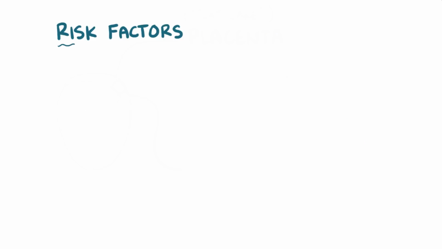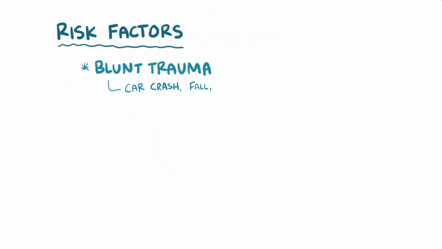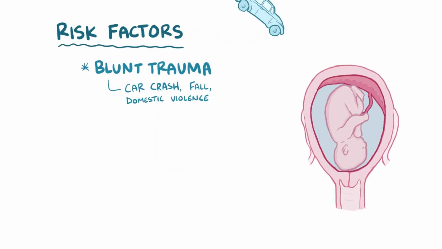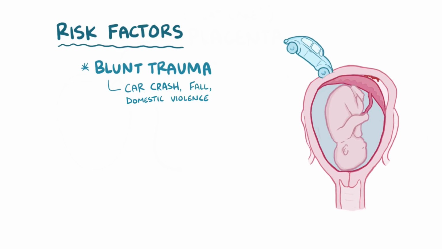Risk factors for placental abruption include acute events like blunt trauma from a car crash, fall, or domestic violence. This can happen because the placenta is less elastic than the uterus, and the strong forces from traumatic events like these can cause the placenta to shear away from the uterine wall.